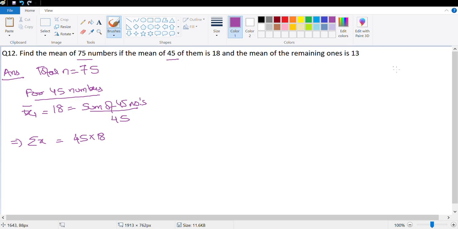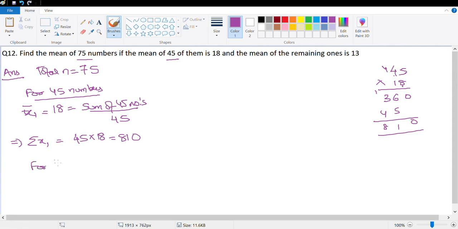Let's multiply 45 into 18. This would be 8 into 5, 40. 8 into 4, 32 plus 4, 36. 5 and 4, 0, 6 plus 5, 11. This is 810. So summation of x of 45 numbers, let's call it summation of x1, which is for 45 numbers. So summation of x1 is 810.